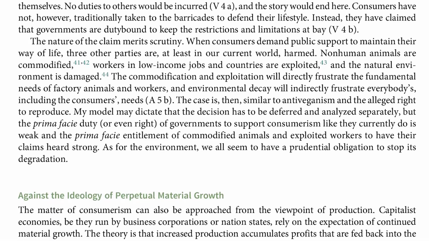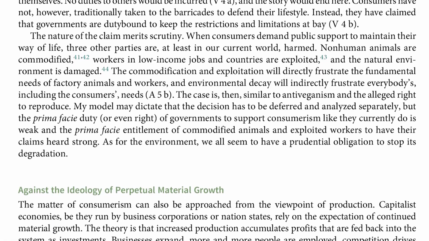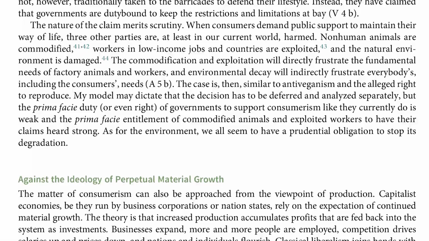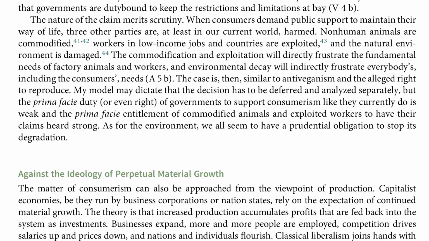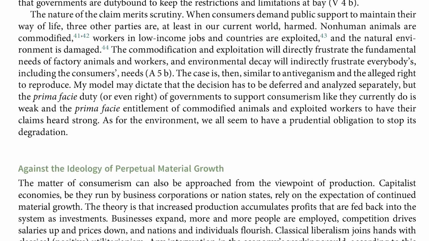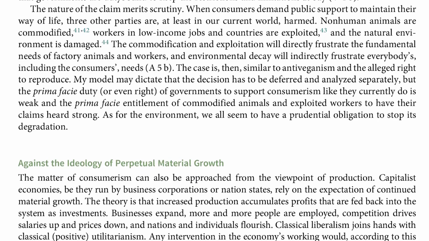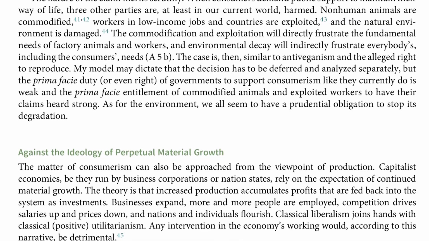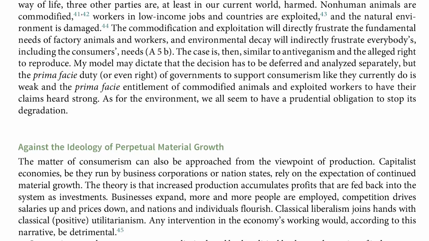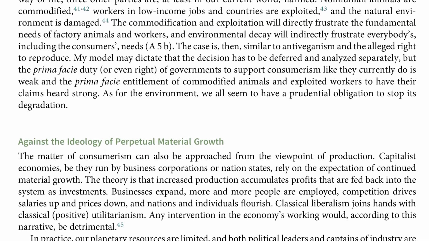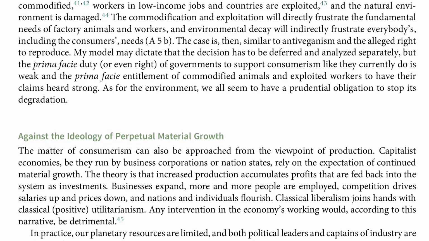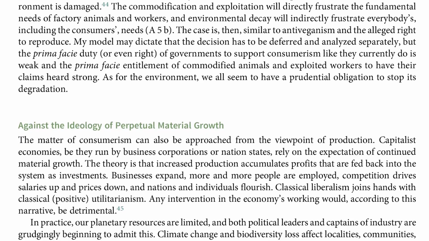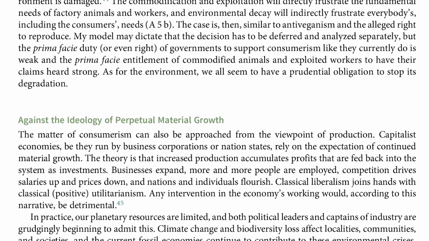The commodification and exploitation will directly frustrate the fundamental needs of factory animals and workers, and environmental decay will indirectly frustrate everybody's, including the consumers', needs, A5b. The case is, then, similar to anti-veganism and the alleged right to reproduce. My model may dictate that the decision has to be deferred and analyzed separately, but the prima facie duty, or even right, of governments to support consumerism like they currently do is weak, and the prima facie entitlement of commodified animals and exploited workers to have their claims heard strong.